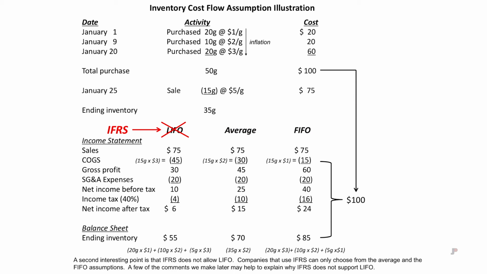A second interesting point is that IFRS does not allow LIFO. Companies that use IFRS can only choose from the average and the FIFO assumptions. A few of the comments we make later may help to explain why IFRS does not support LIFO.